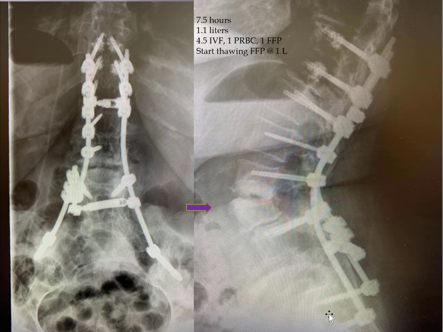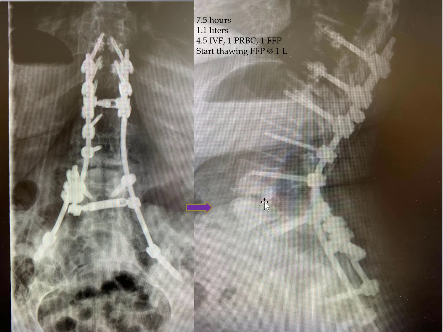I put iliac screws bilaterally. I used the old Penfield 4 screw hole, redirected the left one. And you can see here my osteotomy, the L3 pedicle osteotomy, and how much correction I got at L2, L3. The case took 7.5 hours. I lost 1.1 liters, which is a lot of blood. Most of the blood loss was at the time of the osteotomy. The vertebral body bled a lot.